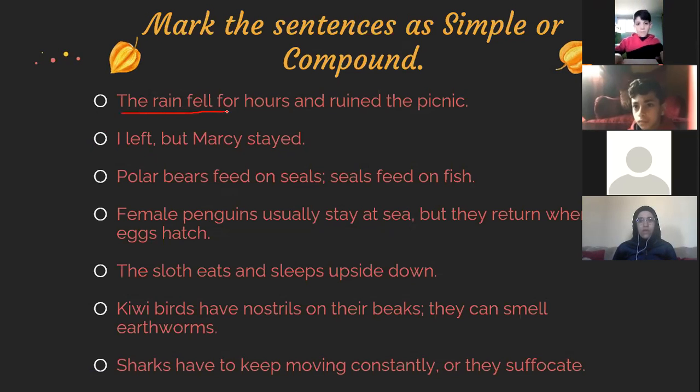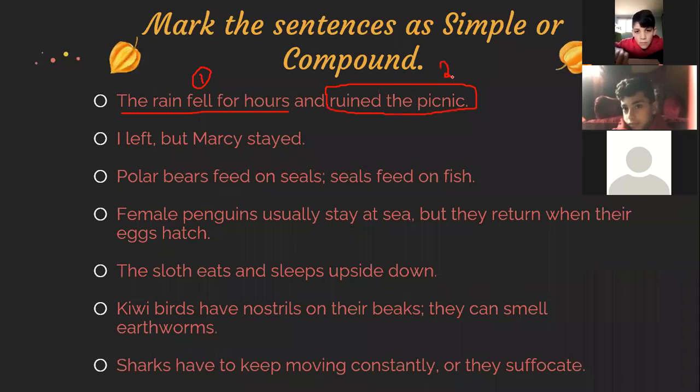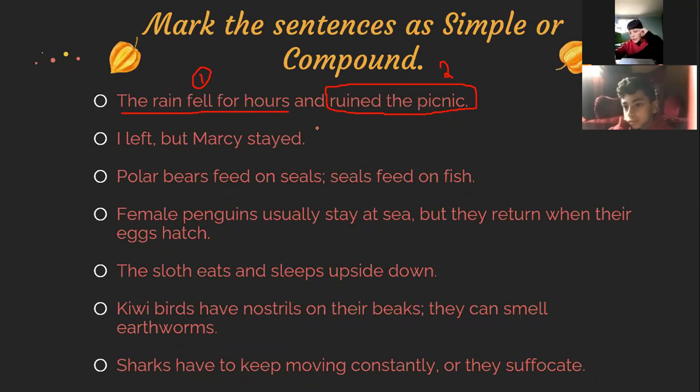Okay. So Rasha says that this is the first independent clause. Let's agree on calling it simple sentence or independent clause. What is the second one? Ruined the picnic. If you take ruined the picnic alone, does it make a complete sentence? No. Why? Because we don't know what ruined it. Excellent. So the second one doesn't make an independent clause. So here I do not have two independent clauses. Then it's what? It's a simple sentence.